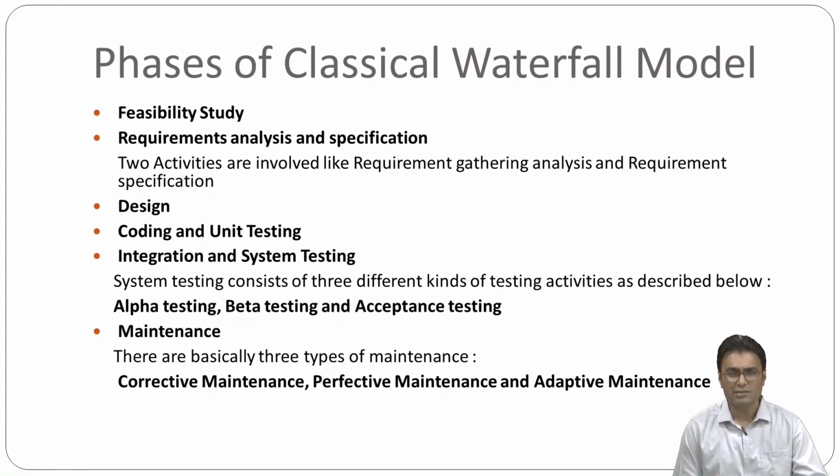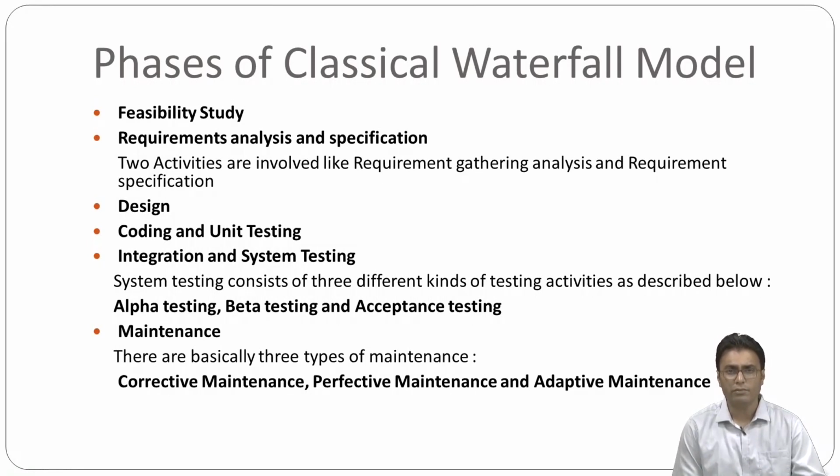Now, system testing consists of three different kinds of testing activities as described on your screen. The first one is alpha testing. Alpha testing is the system testing performed by the development team. Then we have beta testing. Beta testing is the system testing performed by a friendly set of customers. Then the next one is acceptance testing. After the software has been delivered, the customer performs acceptance testing to determine whether to accept the delivered software or reject it based on satisfaction with the particular product.